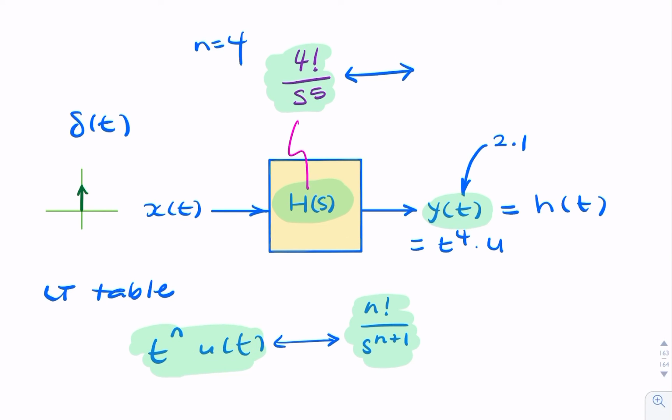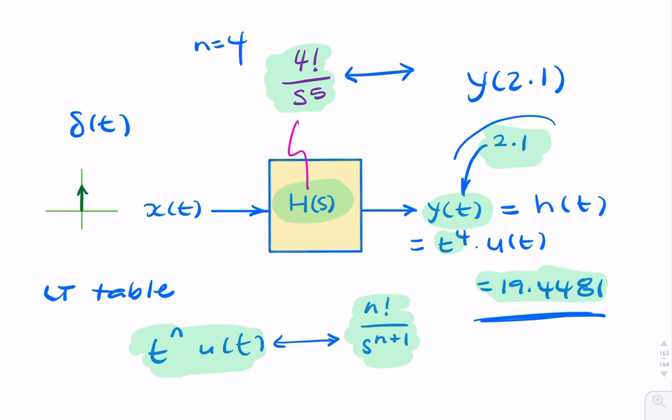So that's your inverse Laplace transform. If the question gives you a value of t, you simply put that in place of t. So 2.1 to the power 4 is 19.4481. So that would be your final answer. That would be the answer for y of t, or y of 2.1. So you'd be asked to find y of 2.1, and that simply means y of t when t equals 2.1.